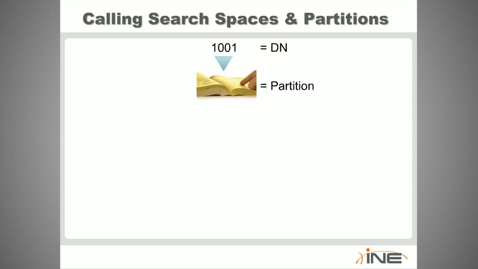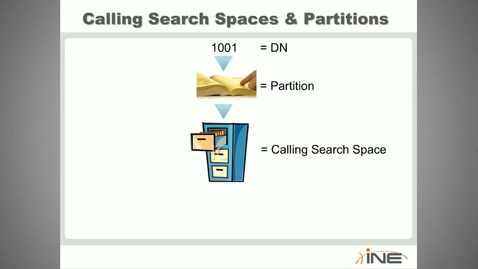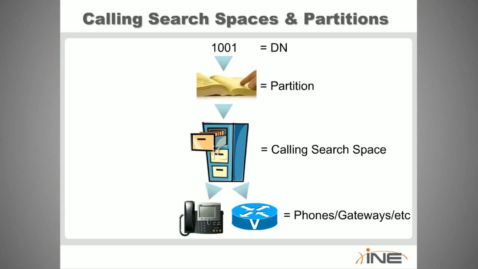This DN falls inside of Yellow Pages, or a directory. Okay? Our analogy is going to be that Yellow Pages, or a directory, is a partition. Then partitions, or directories, fall within calling search spaces. In the analogy, the directories, the Yellow Pages, or whatever directory types you have wherever you're at, go in filing cabinets. And then the filing cabinets get assigned to either phones or gateways or whatever needs to make the call.